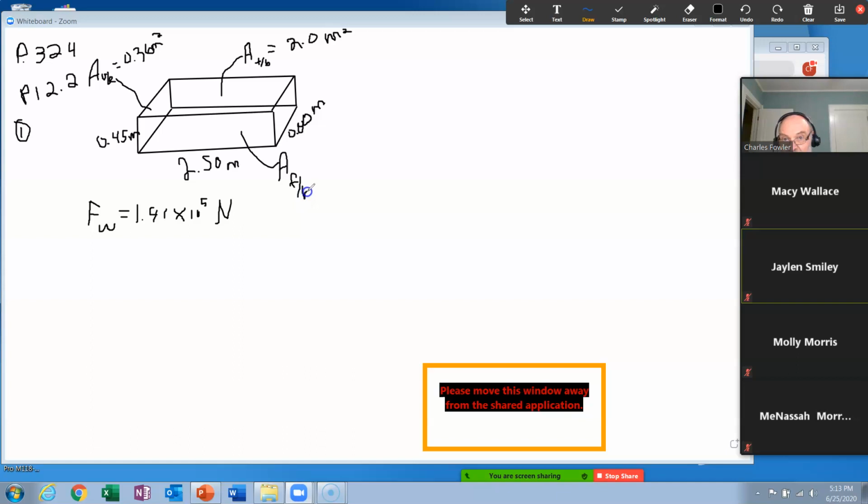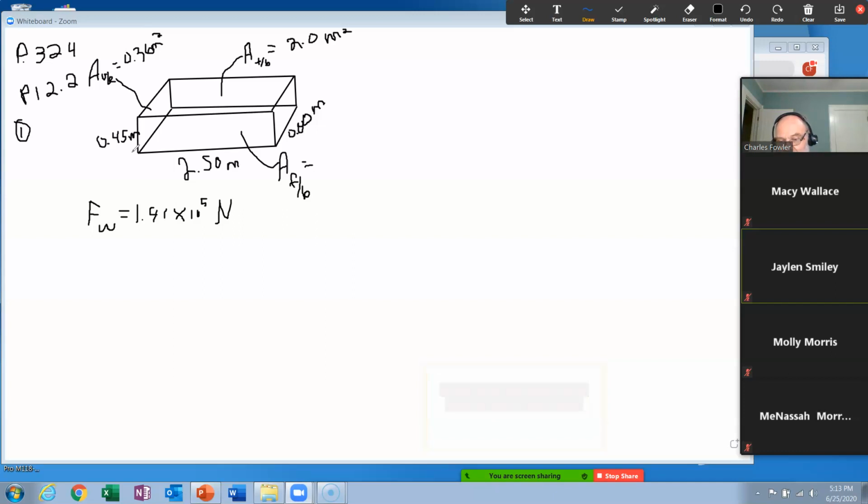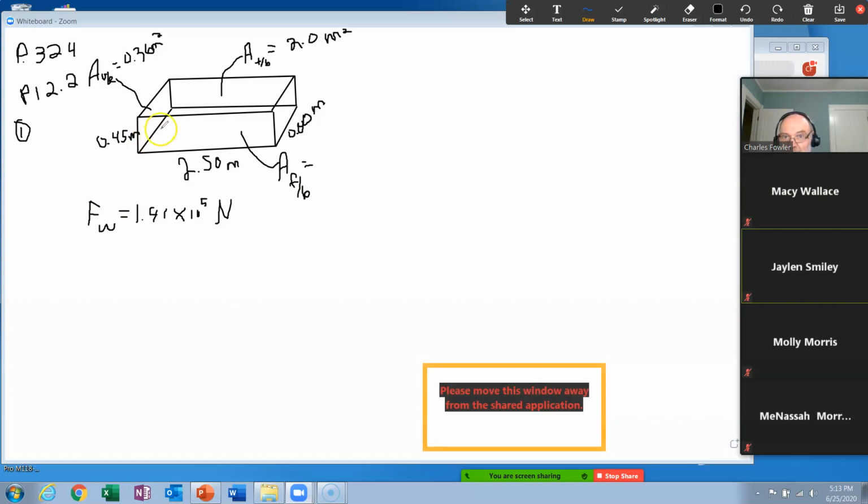Because these are supposed to be the same. My drawing doesn't look like it, but they are. And that's 2.5 times 0.45. So that's 2.5 times 0.4, whoops, that didn't take. 2.5 times 0.45 gives me 2.25. Now that's really too many significant digits, but I'm going to be okay with that.